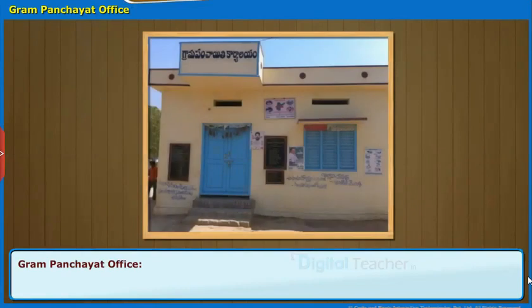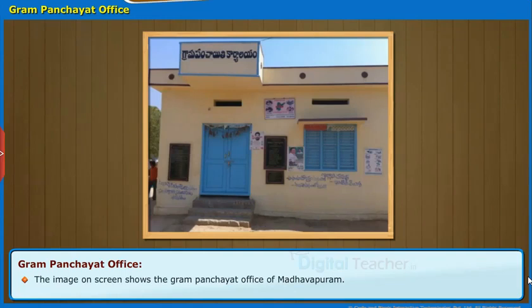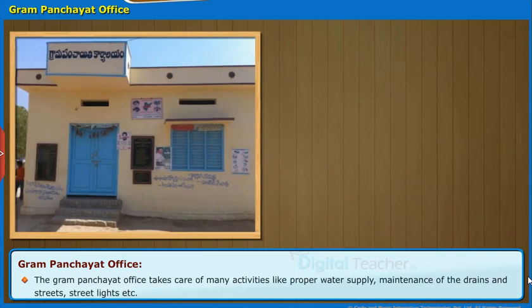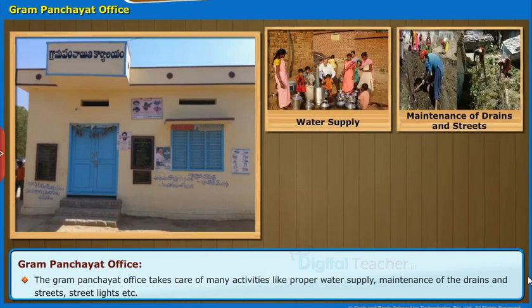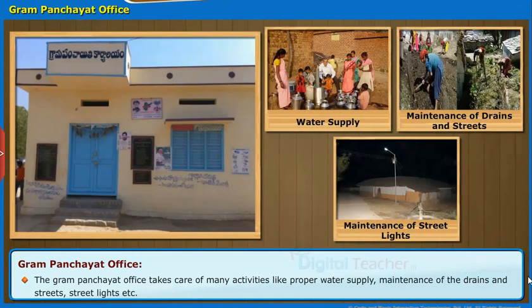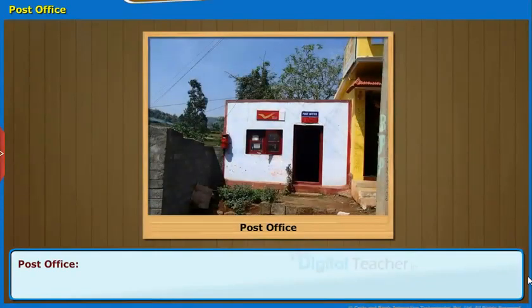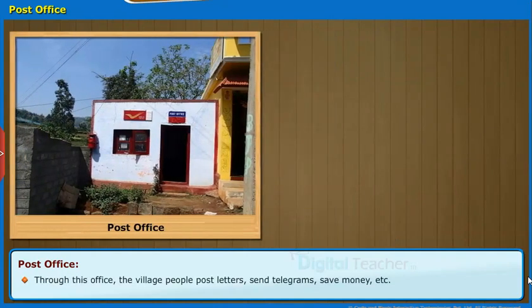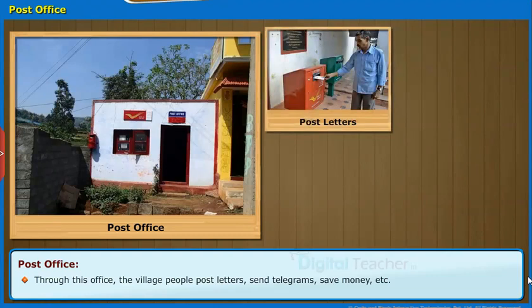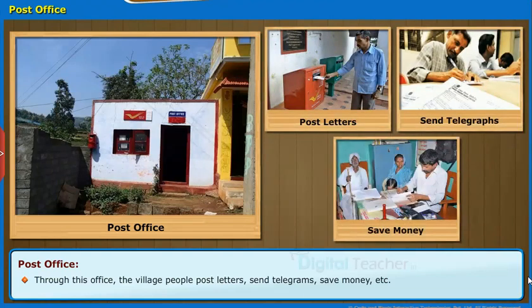We will start with Madhavpuram's Gram Panchayat office. The image on screen shows the Gram Panchayat office of Madhavpuram. The Gram Panchayat office takes care of many activities like proper water supply, maintenance of the drains and streets, street lights, etc. Now, let us know about Madhavpuram's post office. The village Madhavpuram has a post and telegraph office. Through this office, the village people post letters, send telegrams, save money, etc.